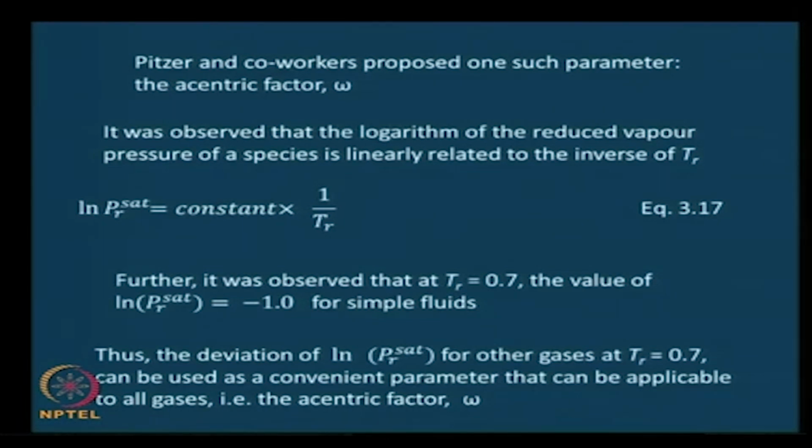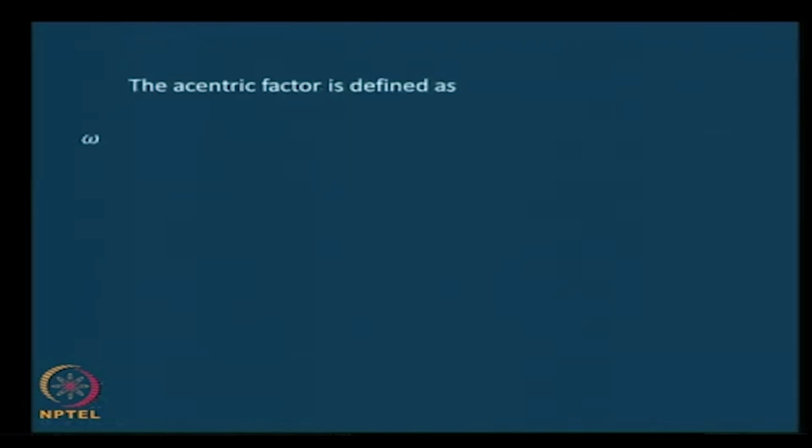The other aspect was, at a reduced temperature Tr of 0.7, the value of log PR sat was -1 for simple fluids, and therefore the deviation from -1 of the log PR sat value at a Tr of 0.7 would possibly give us the parameter that we are looking for. That was the thinking, and that was actually defined as the acentric factor: omega equals -1 minus the log of PR sat at Tr equals 0.7. We will call this equation 318.